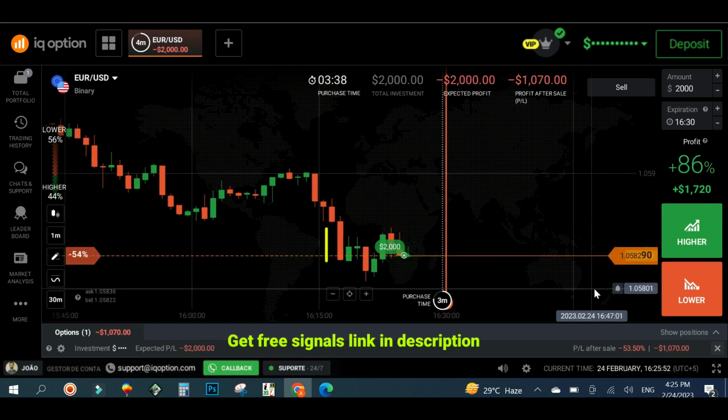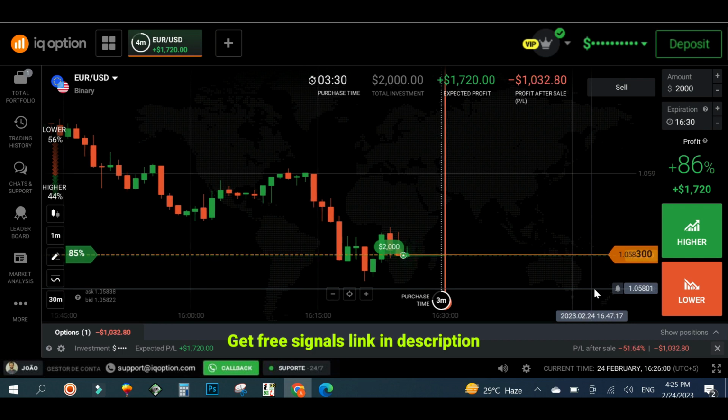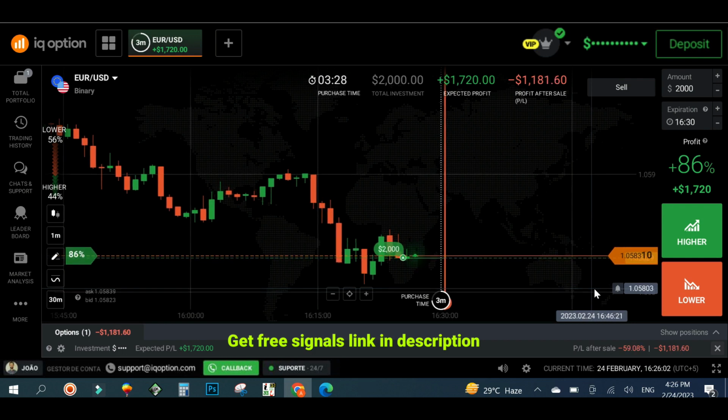Once you have identified the retracement, wait for a confirmation that the price is going to continue the downtrend. This can be a bearish candlestick pattern or a price level that acts as resistance.